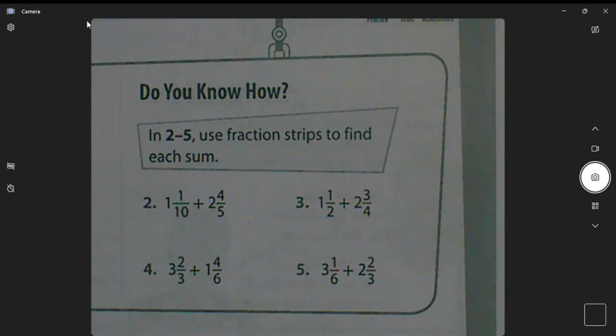Today we're going to be adding mixed numbers. And like my previous video, we rounded to the nearest whole number, but today we're finding the exact. So let's jump right in.